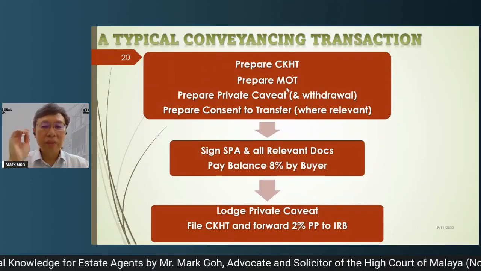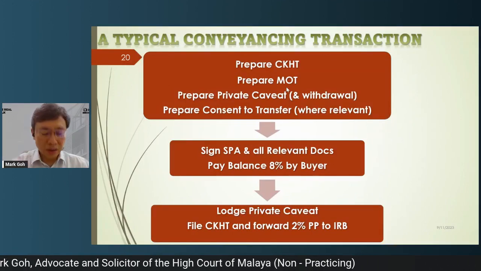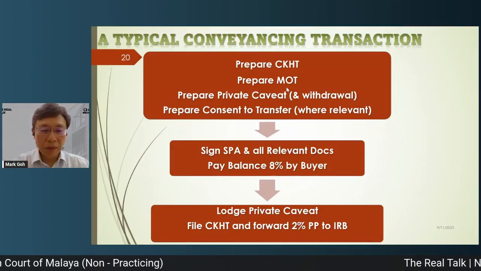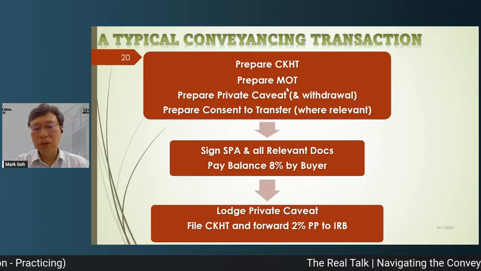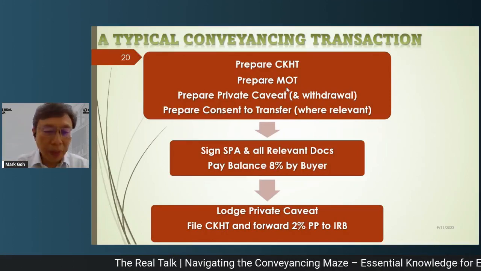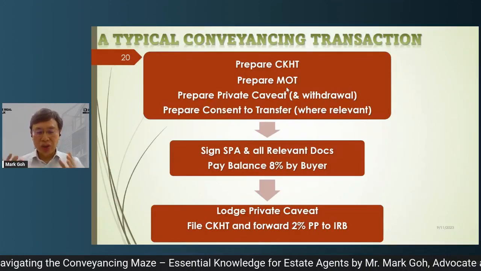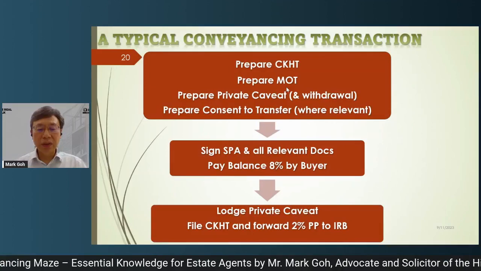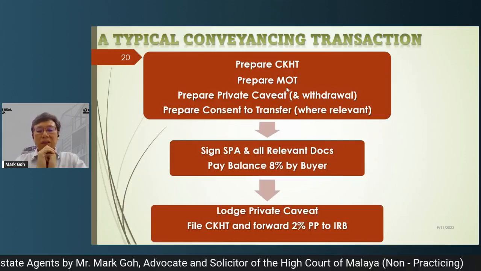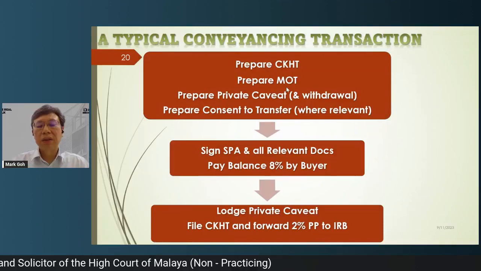while they are vetting, prepare the CKHT. Okay, this one you don't really need to know lah. Cukai, real property gains tax, right? The form CKHT 1, CKHT 2. Prepare the memorandum of transfer, prepare the private caveat, prepare the withdrawal caveat, prepare consent to transfer. Consent to transfer, no need to prepare all, depending if the title has a restriction in interest saying that if you want to transfer, you need consent, then we need to prepare the consent to transfer. If there's no condition, no restriction in interest, then no need to prepare consent to transfer, right?